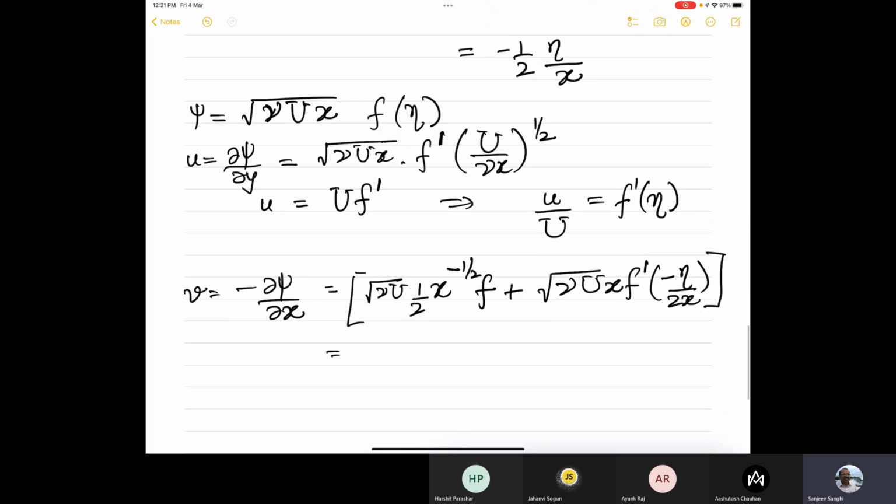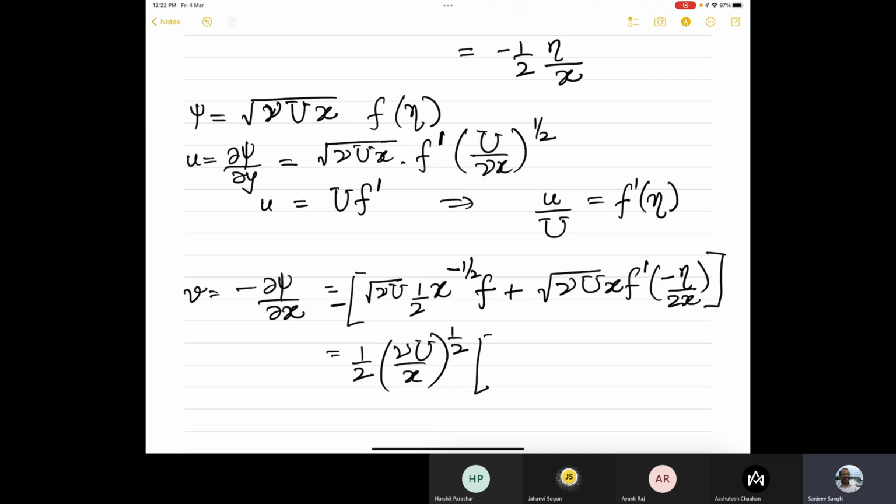So this, when we work it out, we get half. Now, nu U upon root of x, that is common, so we take that outside. So we write it as nu times U upon x to the power of half times, now we get the term eta f prime minus f.